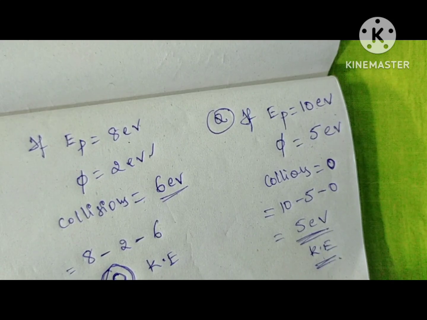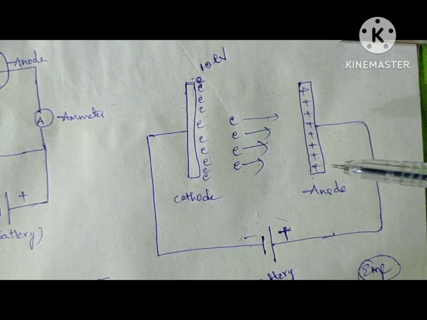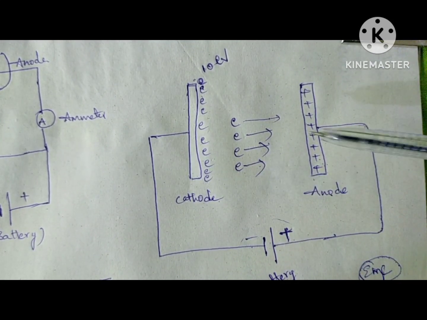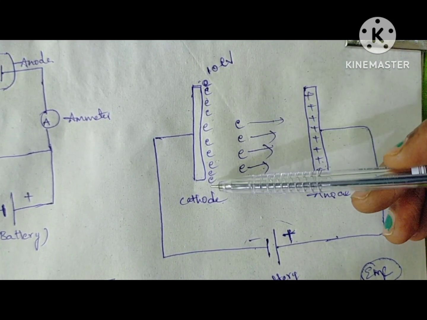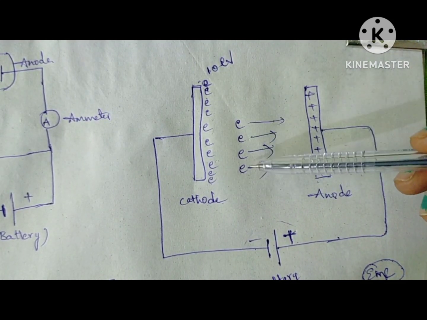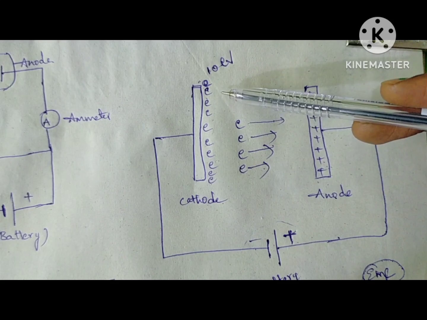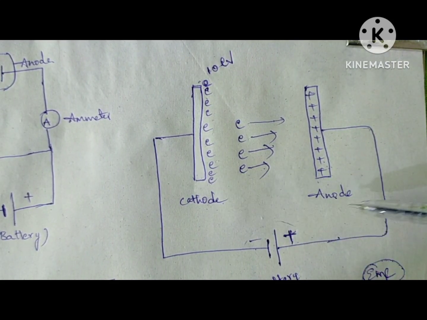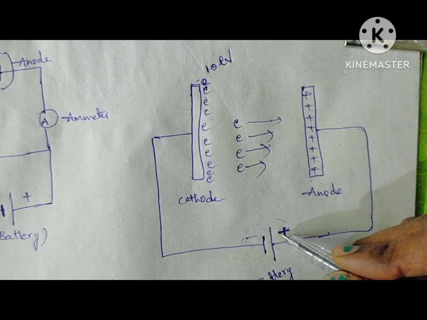Is it clear? Here let me give you a clear explanation about the concept of photoelectric effect. So here we are taking cathode and anode. In this cathode, if you have 10 electron volts, of these only 4 electrons are able to reach the anode. Why only 4 electrons are able to reach the anode? What about the remaining 6 electrons? If we connect a battery to this cathode and anode, a positive charge is developed in this anode.